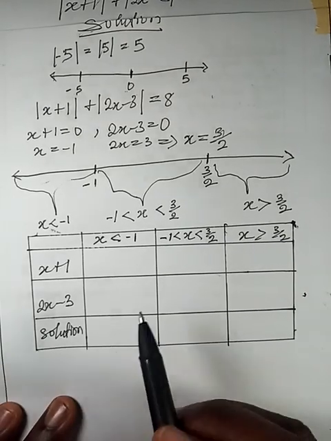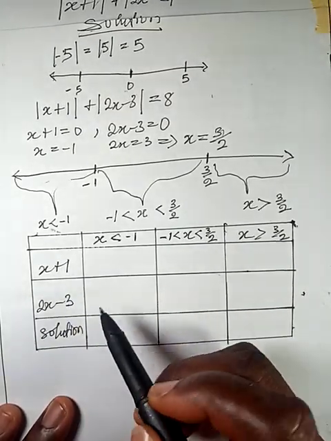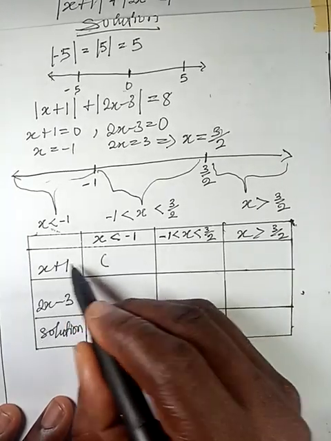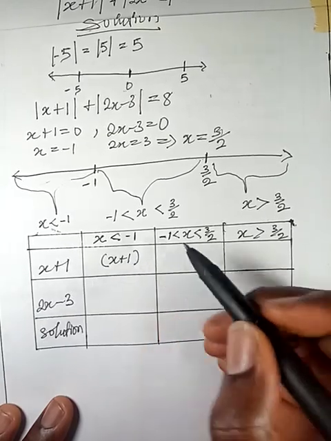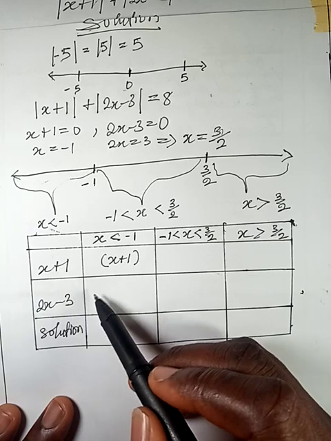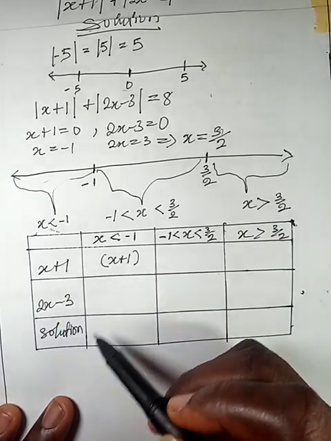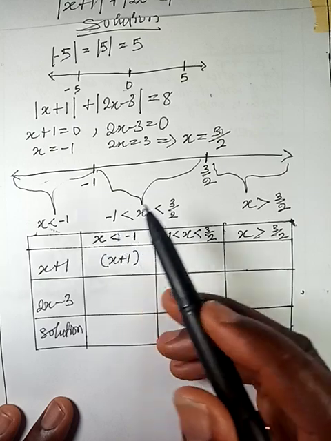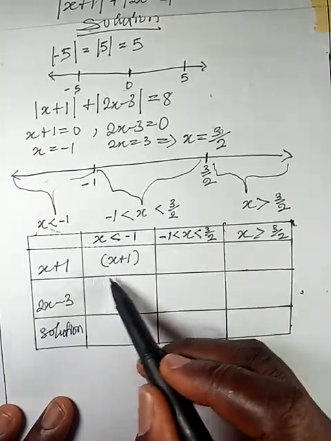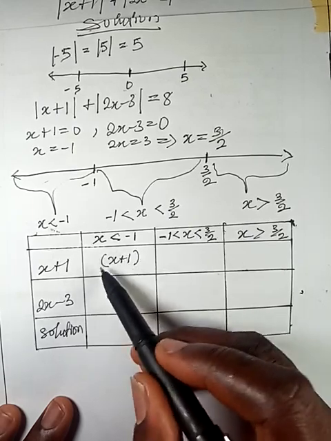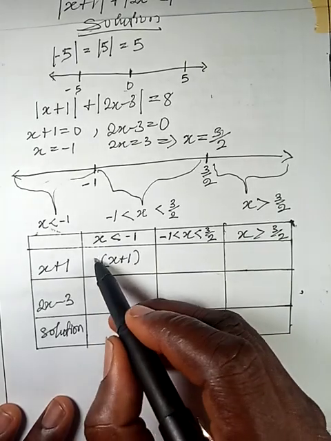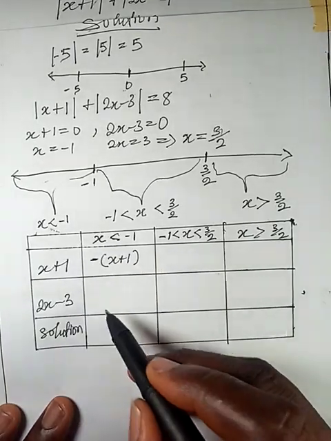So what do I mean? Now, this expression, x plus 1, will it be positive or negative here? In this region where x is less than negative 1, let's pick a number, say minus 2. If I replace x with minus 2, will it be positive or negative? It will be negative, because minus 2 plus 1 gives minus 1. That means this expression will be negative, so I'll put a minus sign here.